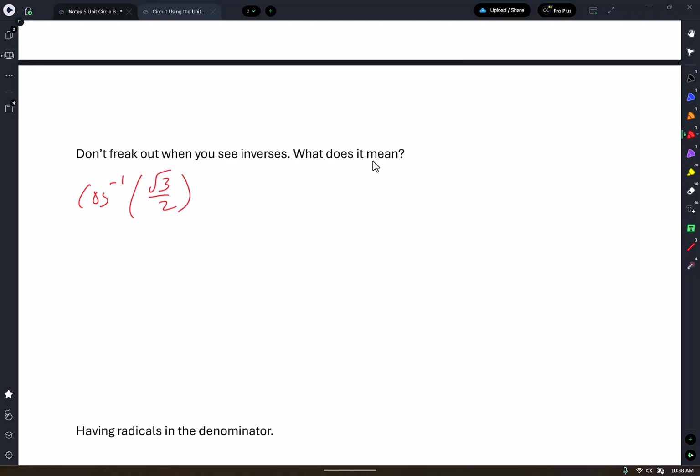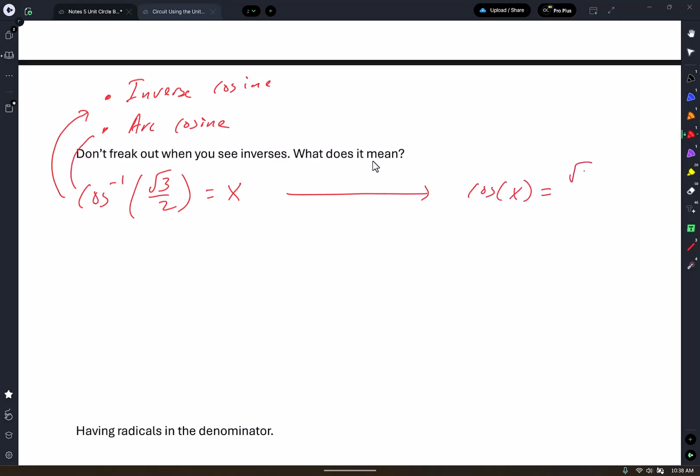So what this means, the way you say that, you say it two ways. You say either inverse cosine, that's what that is, or you say it arc cosine. And what does it mean? Well, it means this. Let's say this equals x. And I'll slow down. I haven't done anything yet. All this means is cosine of x equals square root of 3 over 2.